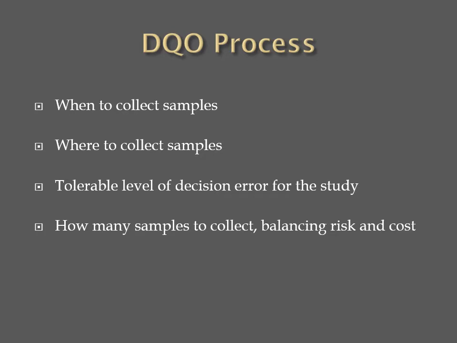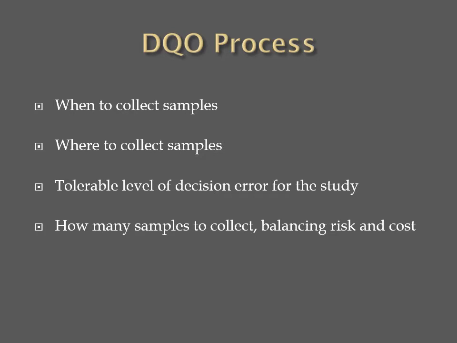So that DQO process is really going to guide us through when to collect samples, where to collect samples. You'll see this term several times, but what's the tolerable level of decision error for our study? And essentially what that means is how bad is it going to be if we're wrong? So if we're making a decision based on the data we're collecting, how bad is it that we're wrong? If we're trying to answer a question about the safety of drinking water or whether or not we need to close a recreational beach to swimming due to E. coli levels, those we have to have very low decision error. We really need to be right because those affect human health.